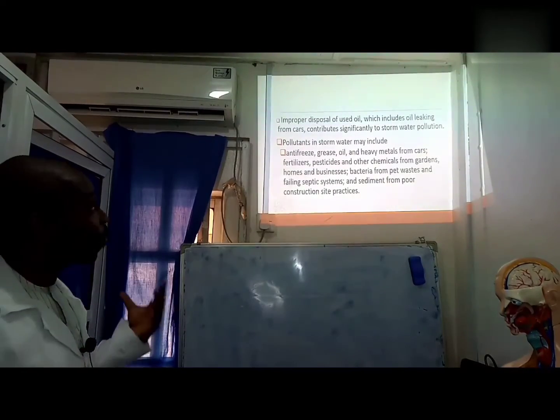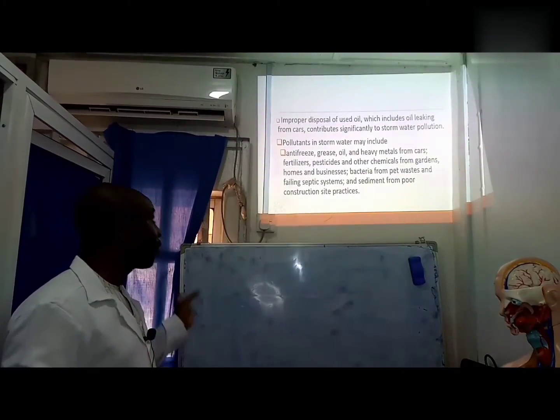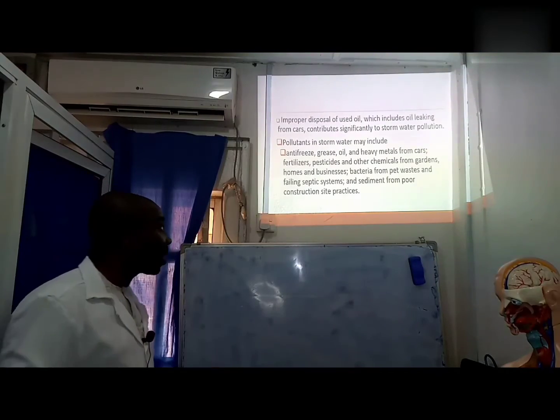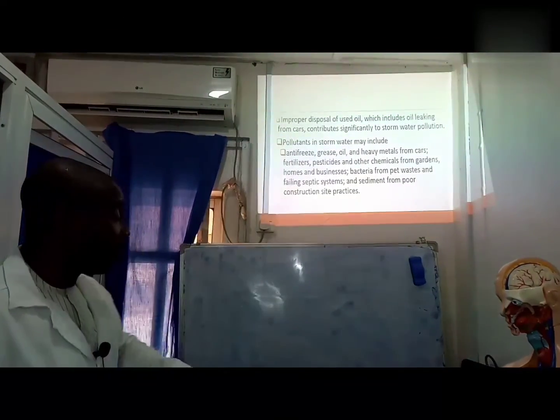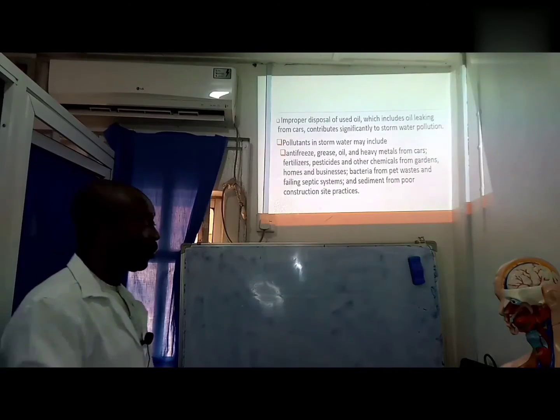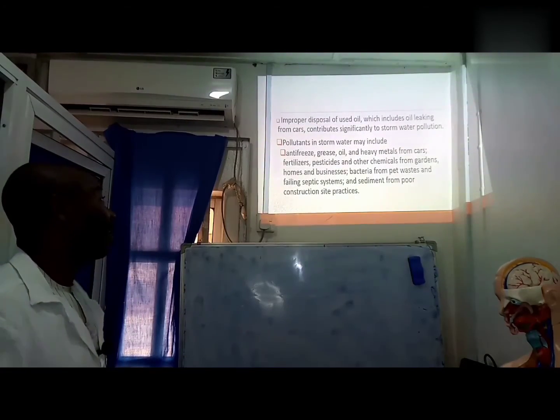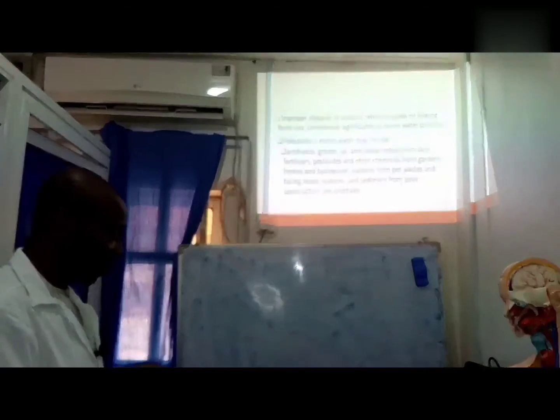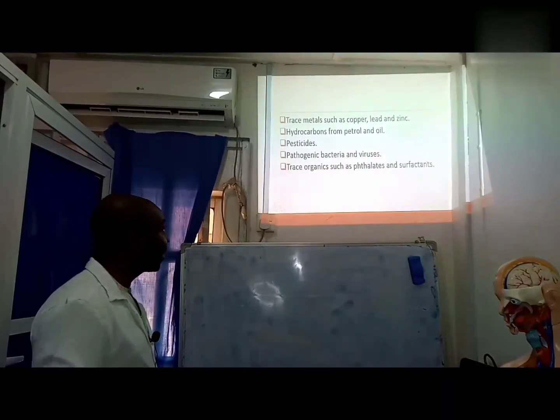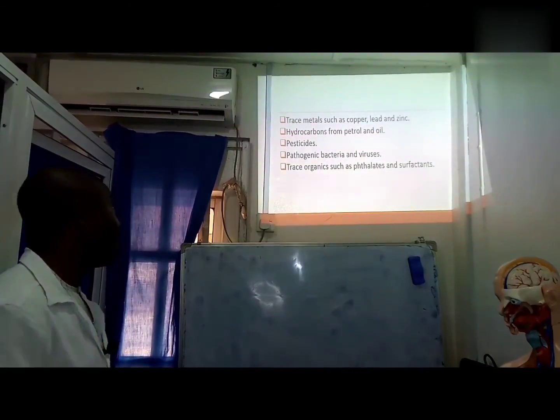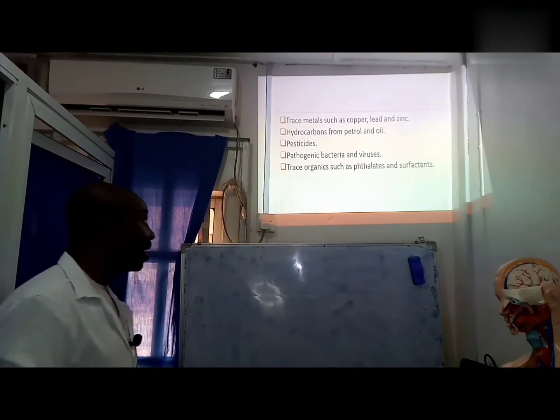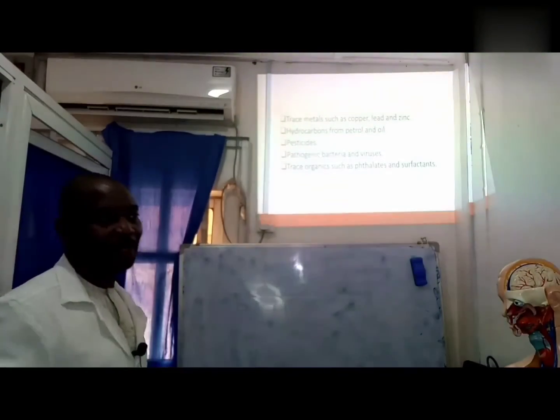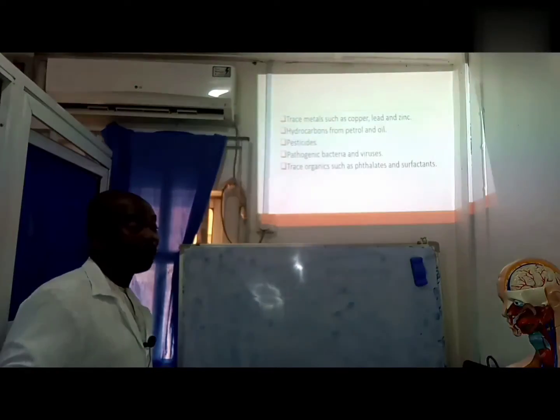So improper disposal of used oil, which includes oil leakages from cars, contributes significantly to stormwater pollution. And then fires on bitumen, and as rainwater falls there, everything is swept into the source where people collect it for whatever use they want to put the water to, such as copper, lead, and zinc, hydrocarbons from petrol and oil, pesticides, pathogenic bacteria and viruses, trace organics such as phthalates and surfactants are always present in most of the different sources.